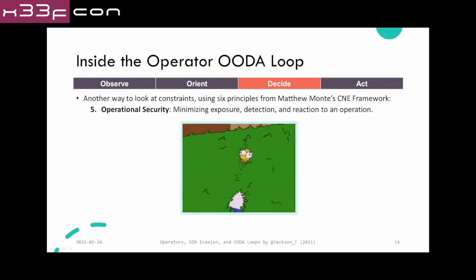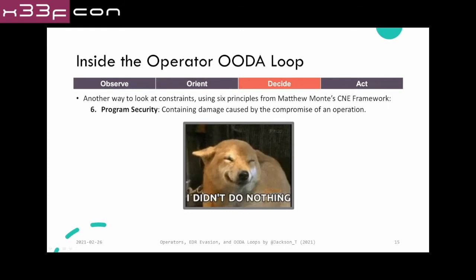Operational security is probably one that almost all of us actively think about during red team ops, and it involves minimizing these three things: the exposure, detection, and reaction to an operation. Lastly, we have program security, which is containing the damage caused by the compromise of an operation. Like I mentioned earlier, when real attackers get caught, there's more at stake and they can have a lot more to lose. There are liabilities around attribution, attacker infrastructure, and the exposure of private capabilities.